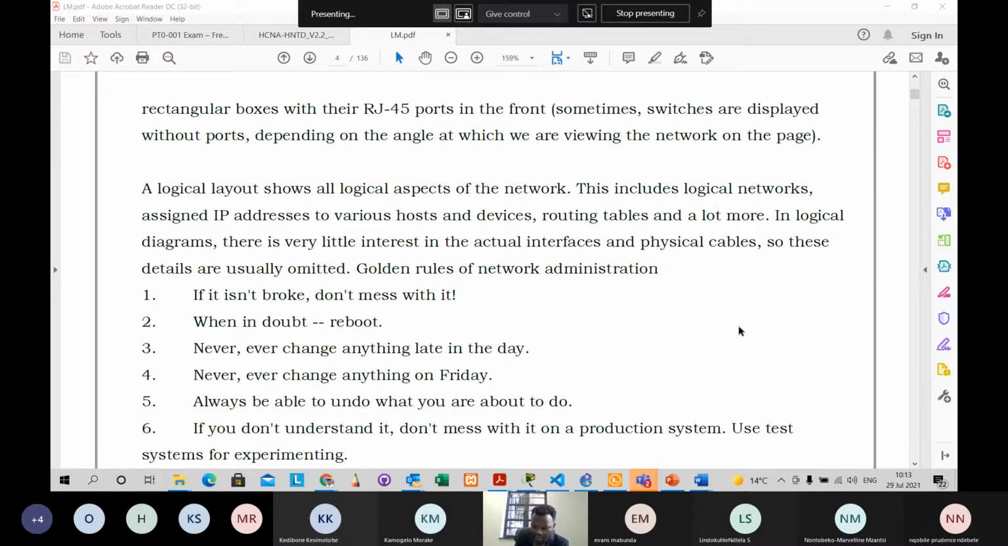So they'll be talking about the same thing, right? Host device, end device, client, workstation. So just know that they're talking about just the same thing.